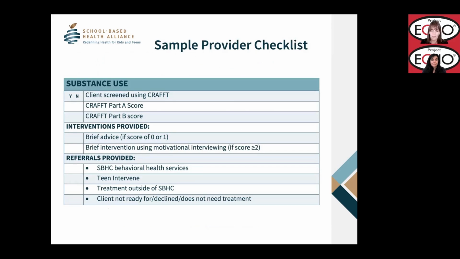So we developed provider checklists. This is just a sample, and we have more detailed versions. Providers can use either a paper form to check these off when they're meeting with the clients, to make sure that they're doing all of these different activities, screening, providing interventions and referrals, or they can enter directly into the EHR if that's available.